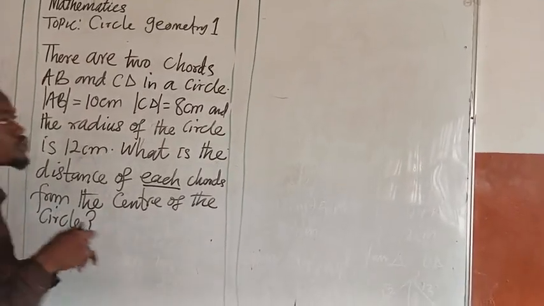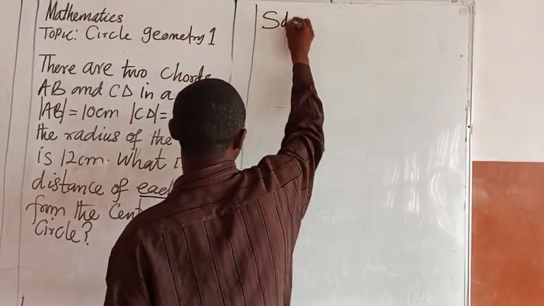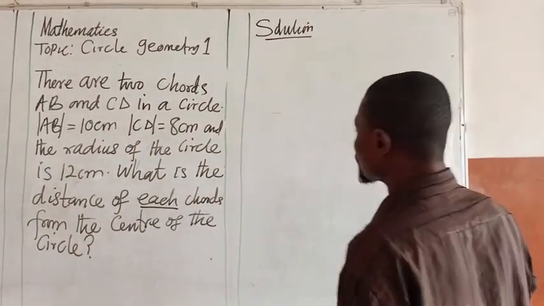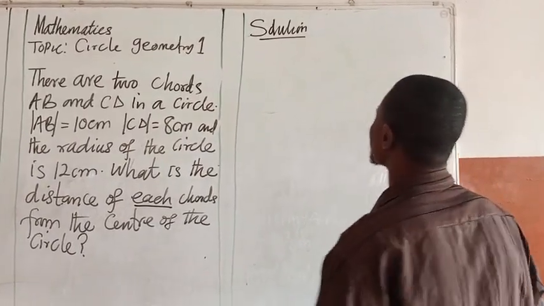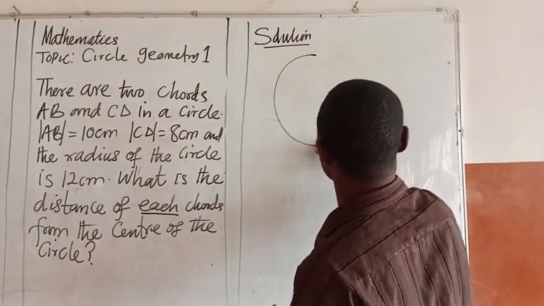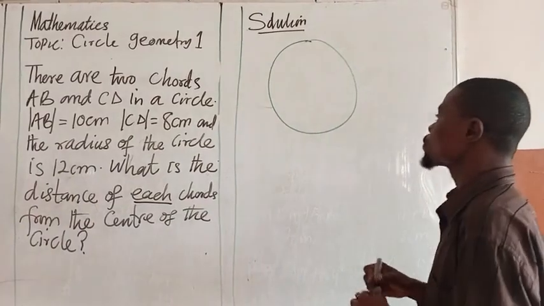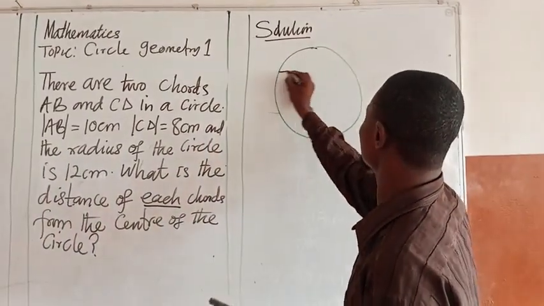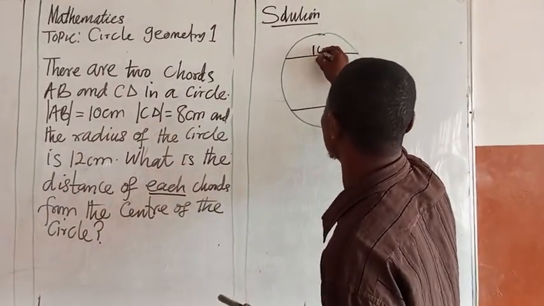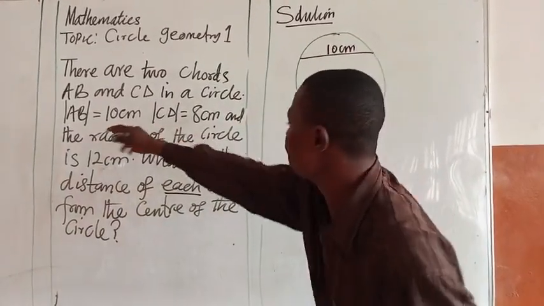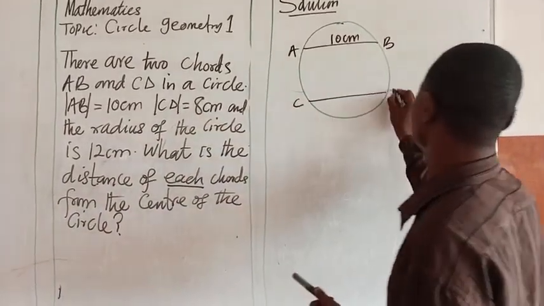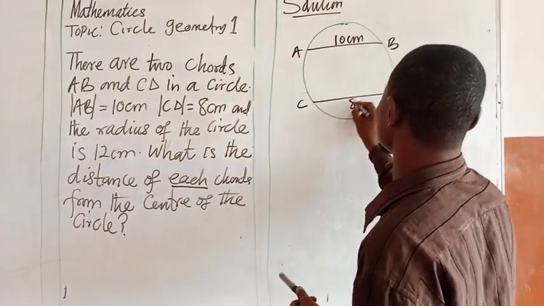So what we do is, in the solution, the next thing is to draw the circle. Okay, let me draw the circle. This is the circle. So the two chords now: this is the first one, this is the second one. The first one is 10 centimeters, and the line of that chord is AB. The second one is CD, and the length is 8 centimeters.